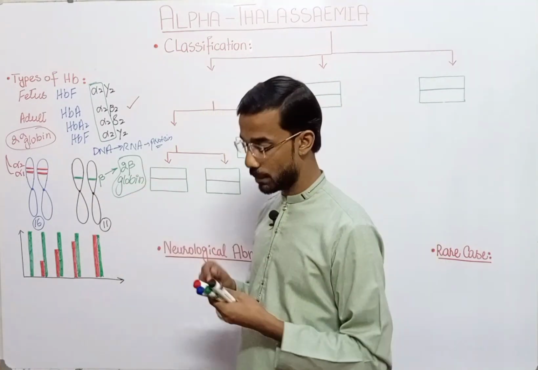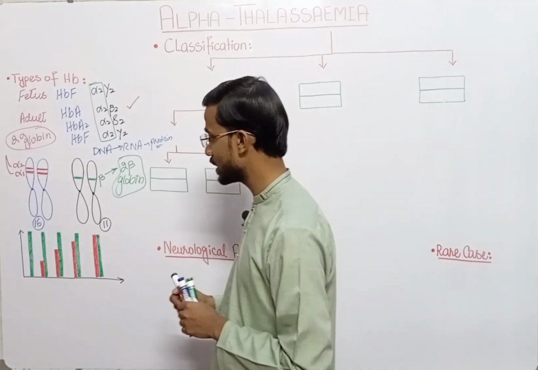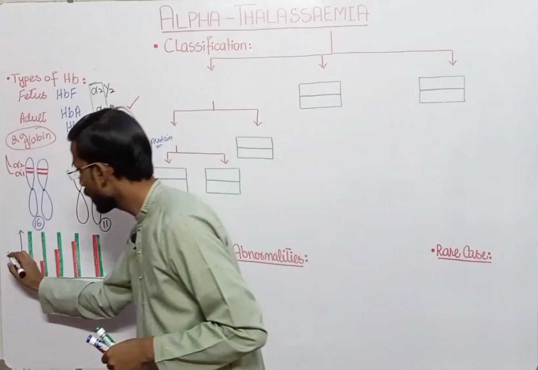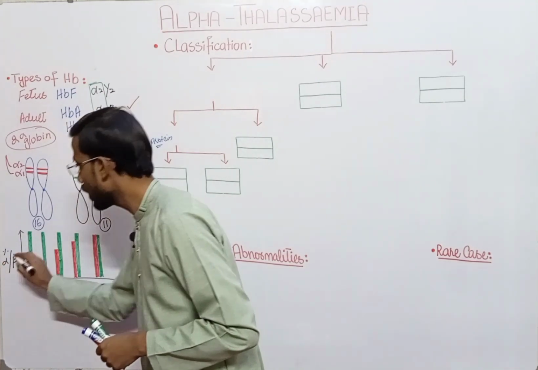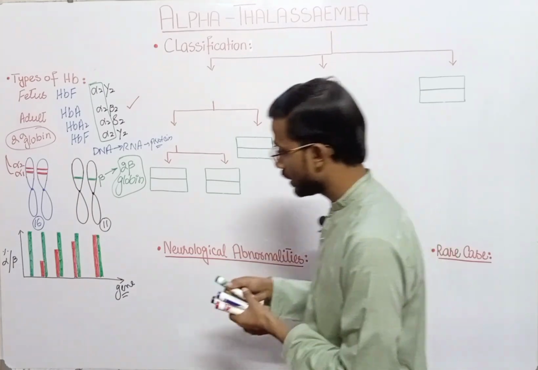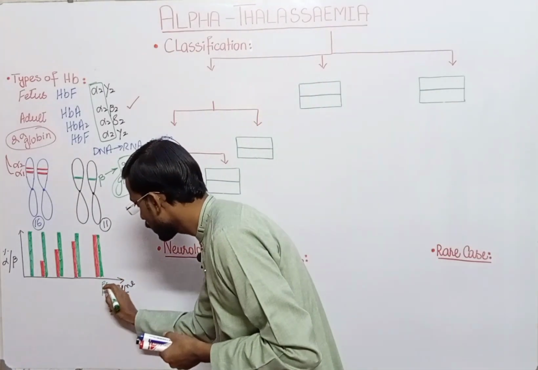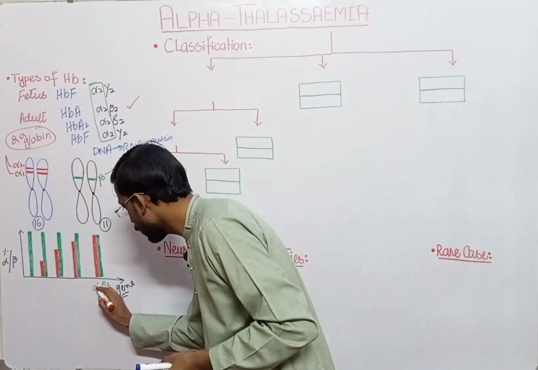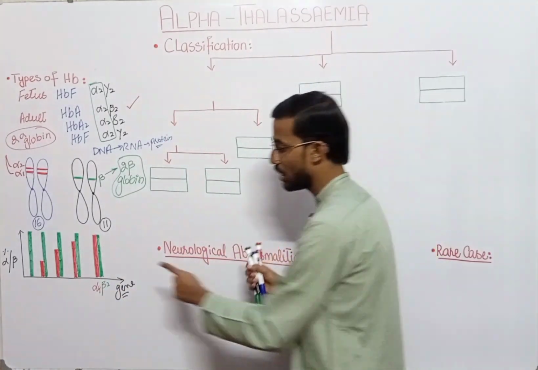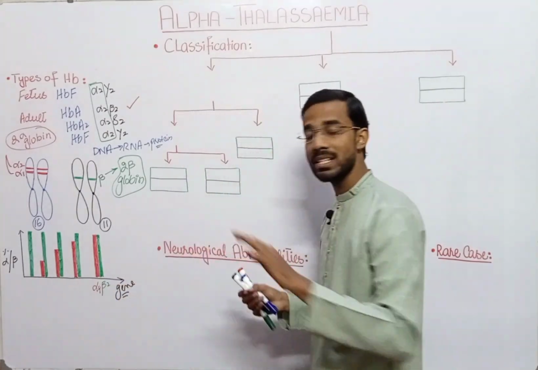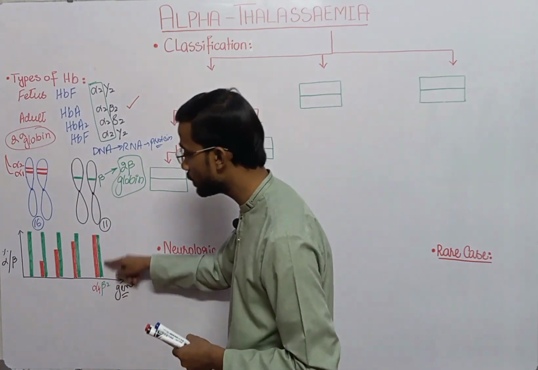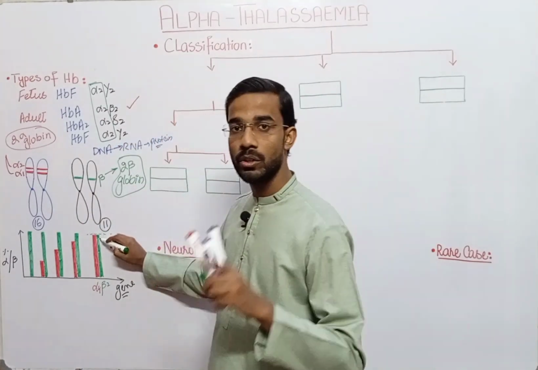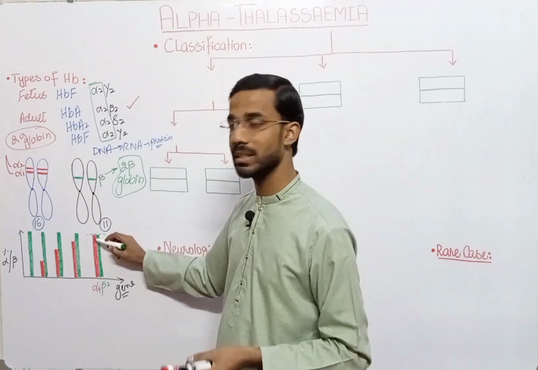We will discuss it with the help of a graph. You see that on the x-axis there are the genes, and on the y-axis the percentage of alpha and beta globin chains. There are 2 beta alleles and 4 alpha alleles. These alleles are normal, and they result in 100% formation of the globin chains, that is, 100% beta globin chain and 100% alpha globin chain.